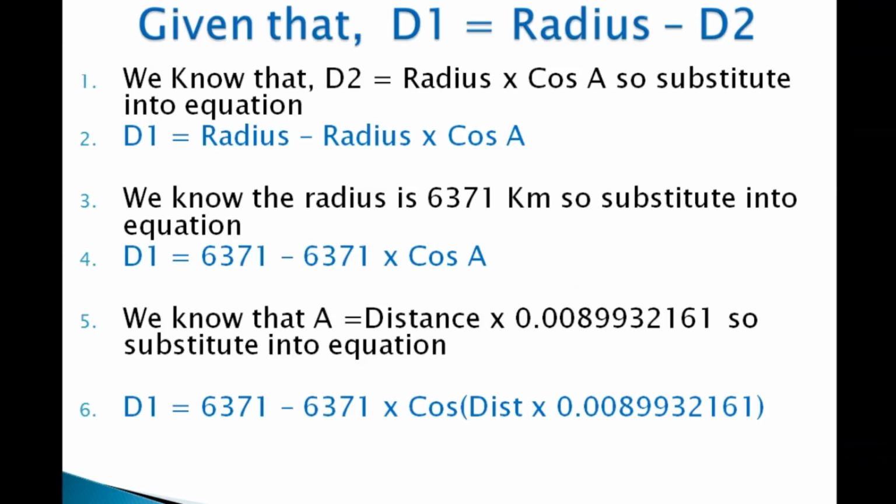So we know that D1 is equal to the radius minus D2, and that's what we're going to work with and try and manipulate a little bit. Now, we also know that D2 is equal to the radius times the cosine of A. So if we just substitute that straight into the equation here and swap this D2 for radius times the cosine of A, we can make the statement at the top now. At the top is actually D1 is equal to the radius minus the radius multiplied by the cosine of A.